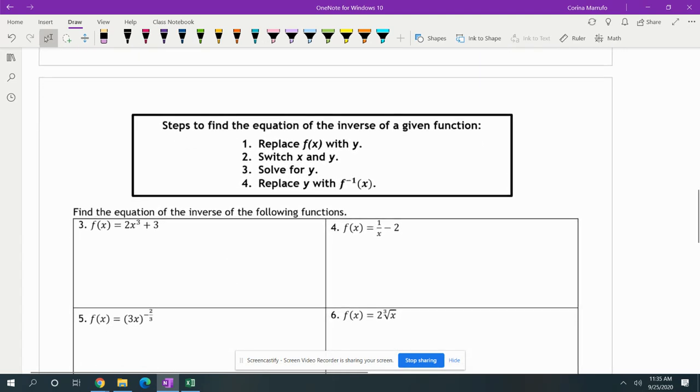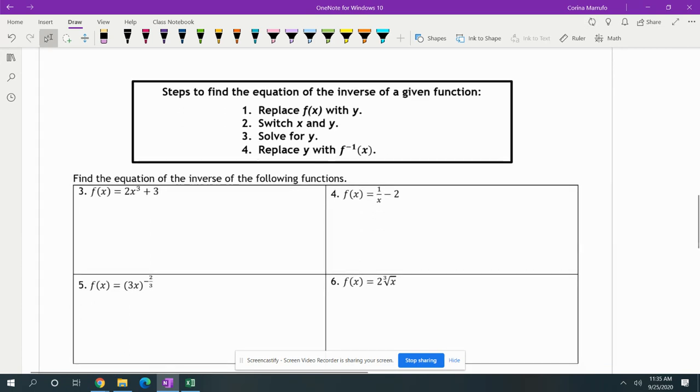Now we're going to find the inverse functions through the equation. These are the 4 steps that you have to follow. Your first step is to replace f of x with y. Then you're going to switch x and y.